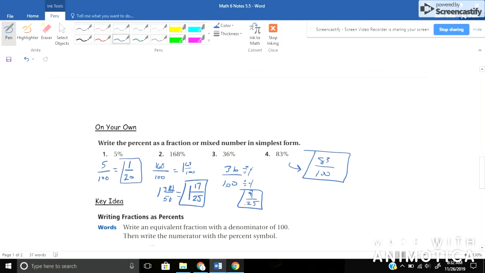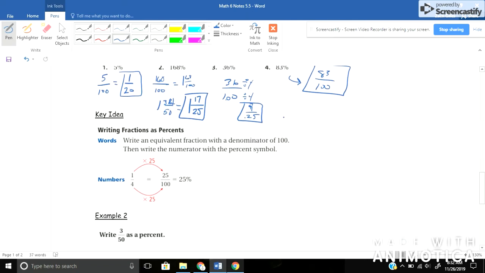All right, now we're going to move on to doing the opposite, where now we're going to write fractions as percents. Okay, it says write an equivalent fraction with a denominator of 100. Then write the numerator with the percent symbol. So one of the ways that we can write a fraction as a percent is we can try to get our denominator to 100.